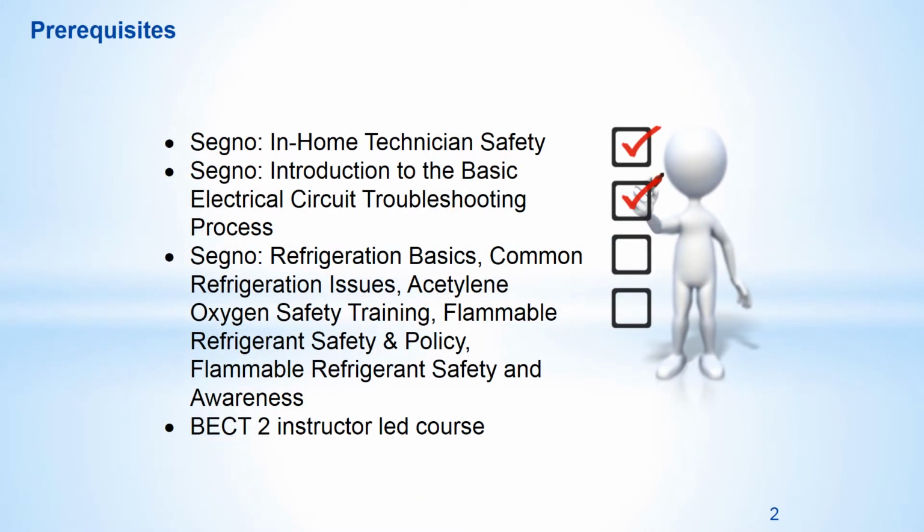Prior to taking this course, you must complete the following prerequisites. In Segno e-learning: in-home technician safety, refrigeration basics, common refrigeration issues, acetylene oxygen safety training, flammable refrigerant safety and policy, flammable refrigerant safety and awareness, and BECT2 instructor-led training.